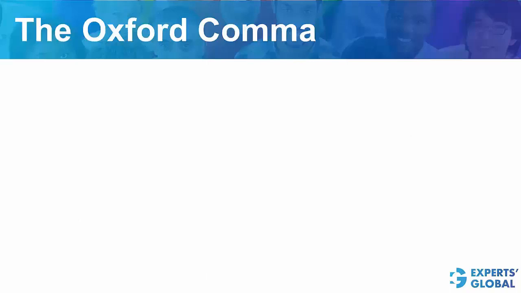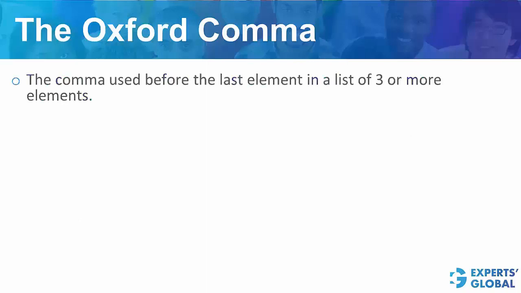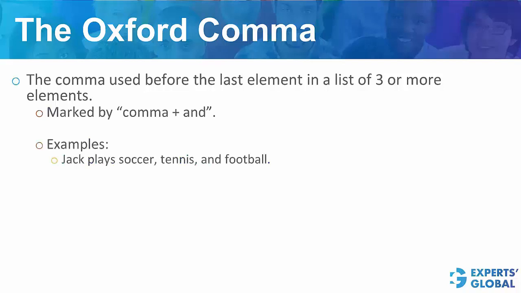Let's understand the Oxford comma. The Oxford comma is the comma used before the last element in a list of 3 or more elements. This is marked by a comma followed by an "and." Look at this example. Jack plays soccer, tennis, and football. Since it is a list of 3 elements, 1, 2, 3 here, you have the Oxford comma followed by "and."